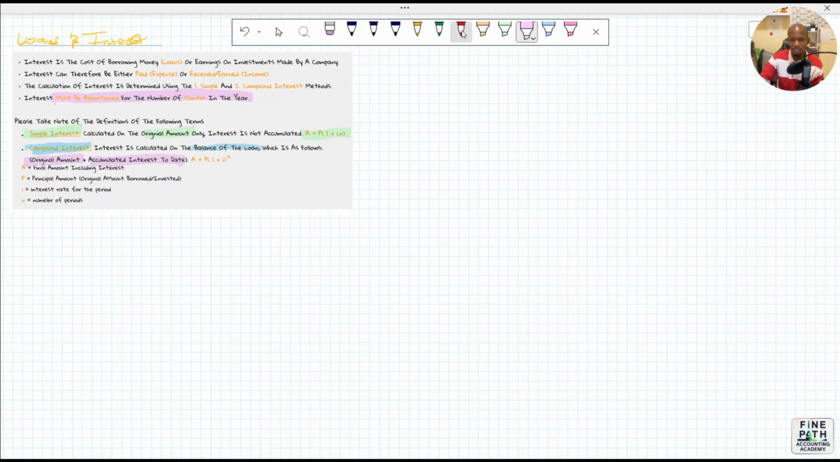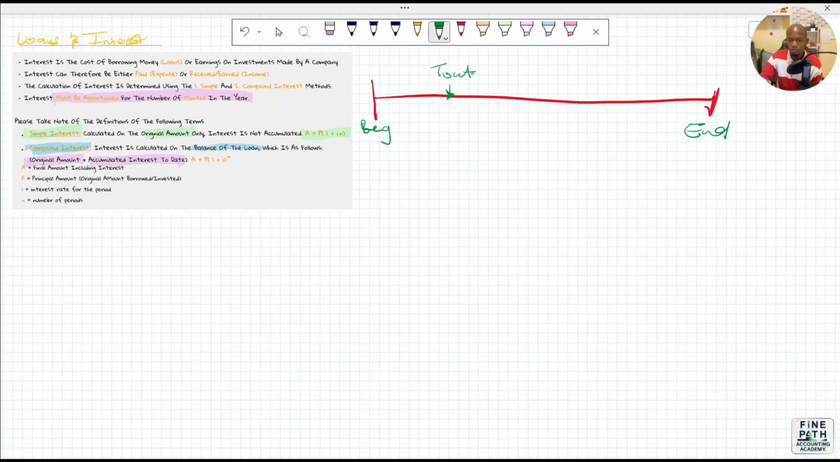So let us make an example of this by use of a timeline. Let's say I have my timeline. This is the beginning of the year, and this is the end of the year. And then here, we took out a loan. Let's say this loan is for 500,000, and the interest rate is 12%.